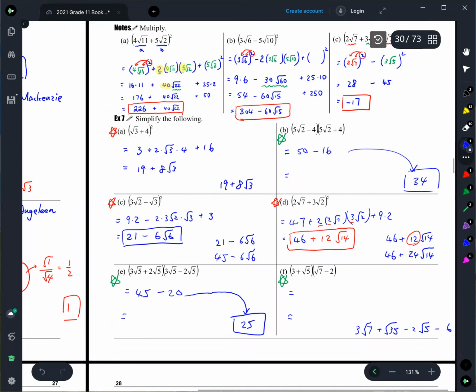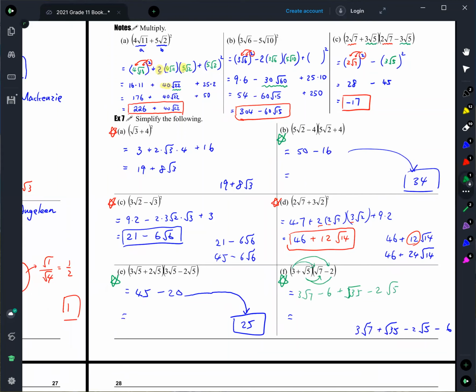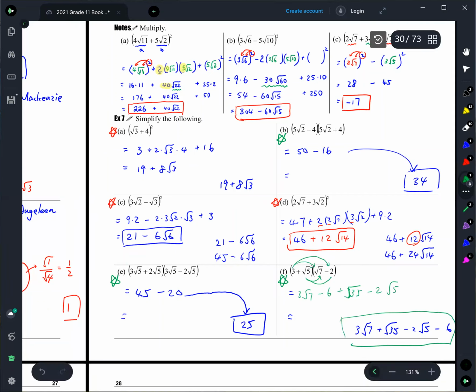So the last one, like I said, doesn't apply to any formula, right? So you just have to expand one by one. 3 root 7 minus 6 plus root 35 and then minus 2 root 5. Of course you can rearrange the order, okay, but this is good. Does anyone have a question about these special products?